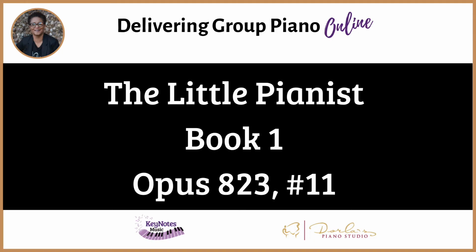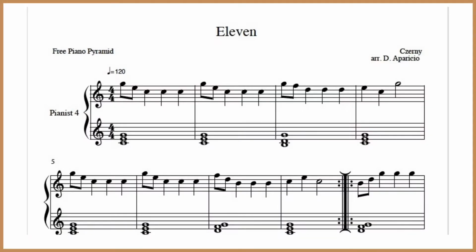Ignoring these questions, I went ahead and chose a piece from Czerny's The Little Pianist, Opus 823. I chose number 11 in Book 1. I wanted to highlight harmonizing with two basic chords as an auditory skill and as a visual skill for early intermediates. The repetitive rhythmic pattern, ease of note reading, and ensemble possibilities also caught my attention.